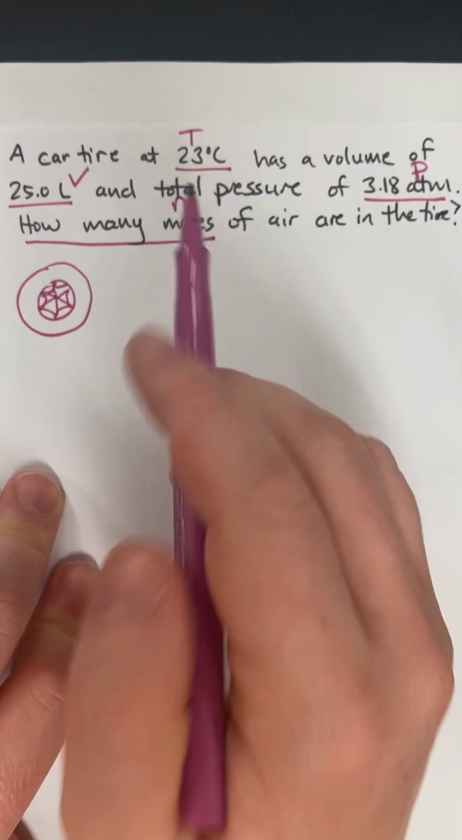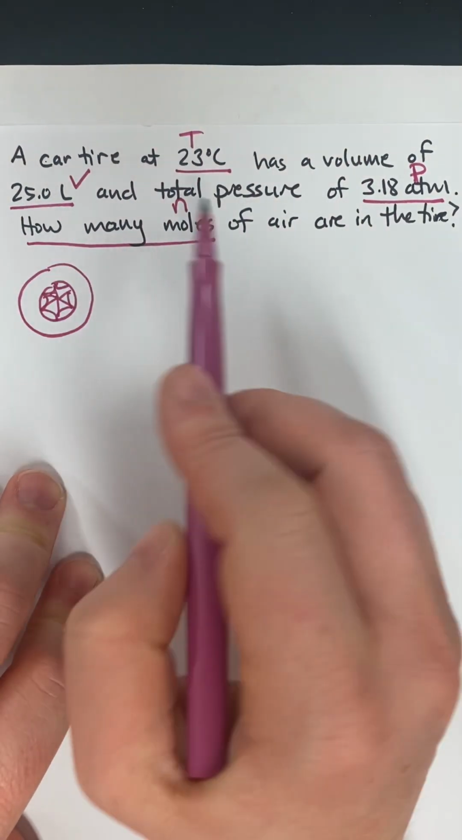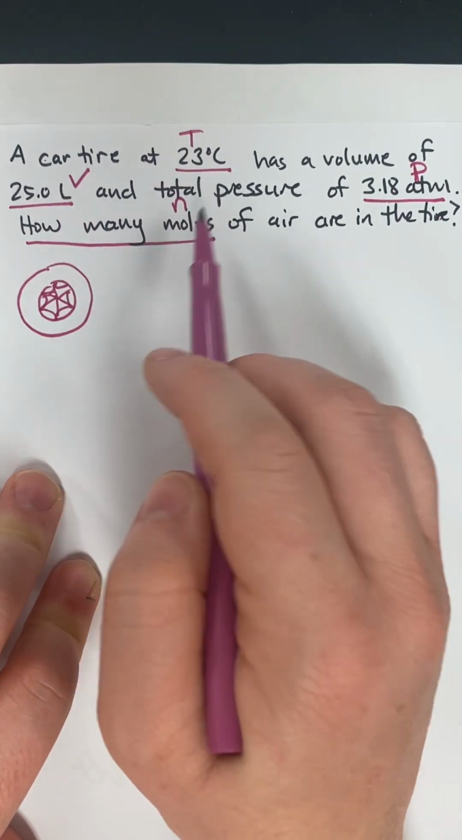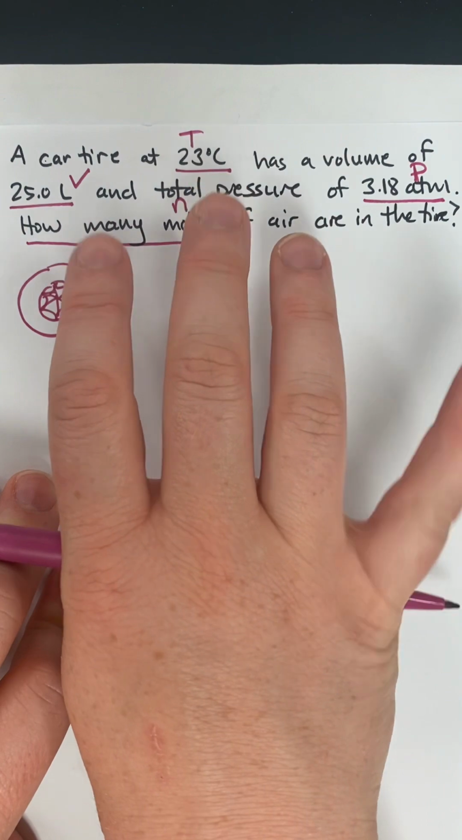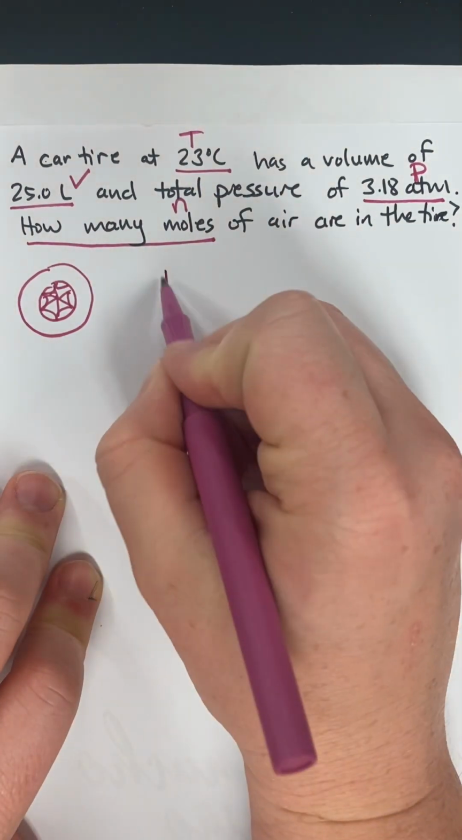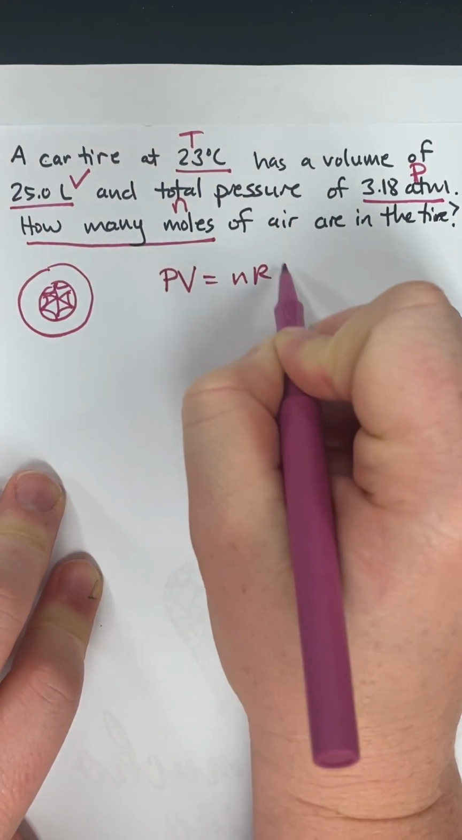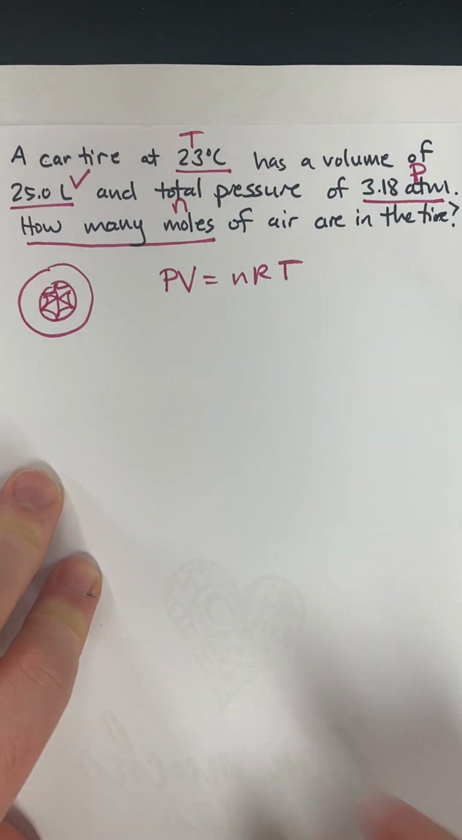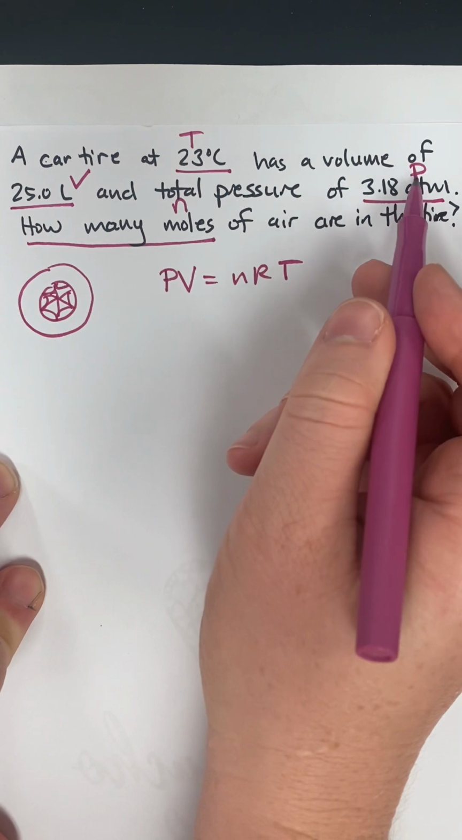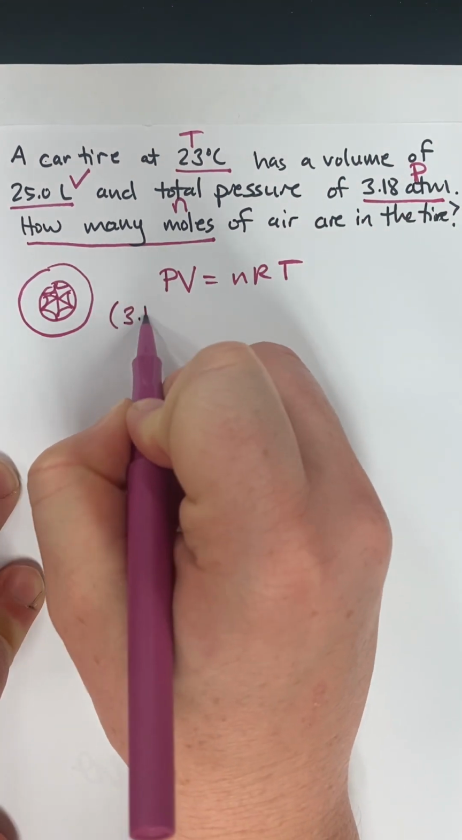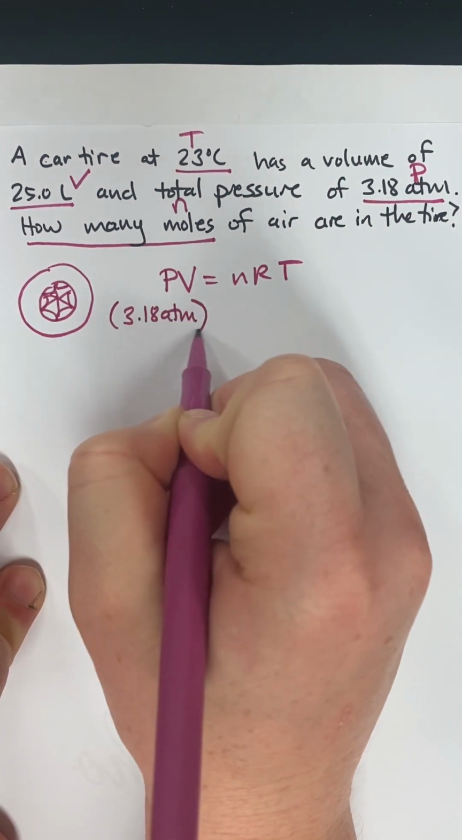Let's go ahead and get our equation, and you know what equation to use by what you're given. I'm given a T, a V, and a P. For 3 things, and I'm looking for the 4th one, that's ideal gas law. So PV is equal to nRT. We'll go ahead and plug. So P, just a game of finding them. P is right here, 3.18 atm.